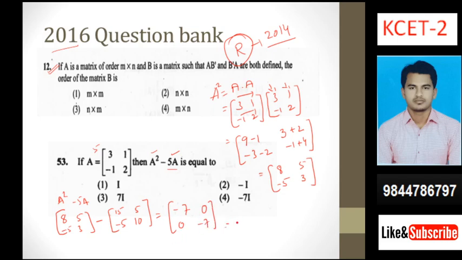Taking minus 7 as the common term, the remaining matrix is [1 0; 0 1]. It is equal to minus 7 into I. What is our answer? Option number 4 is the right answer.